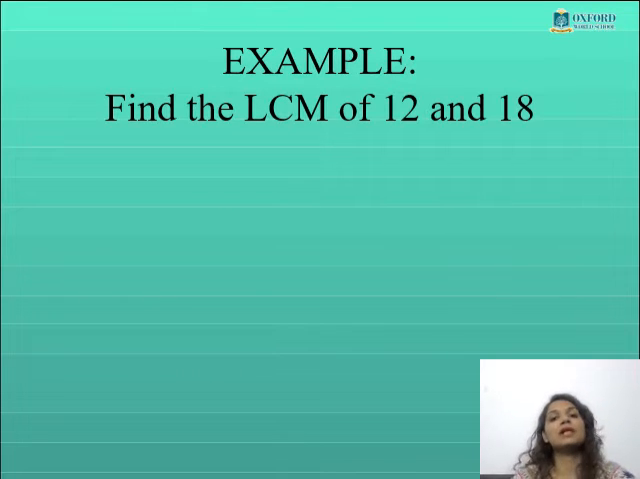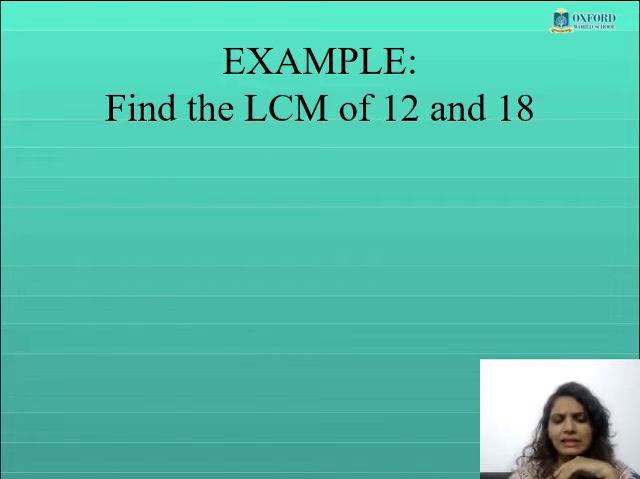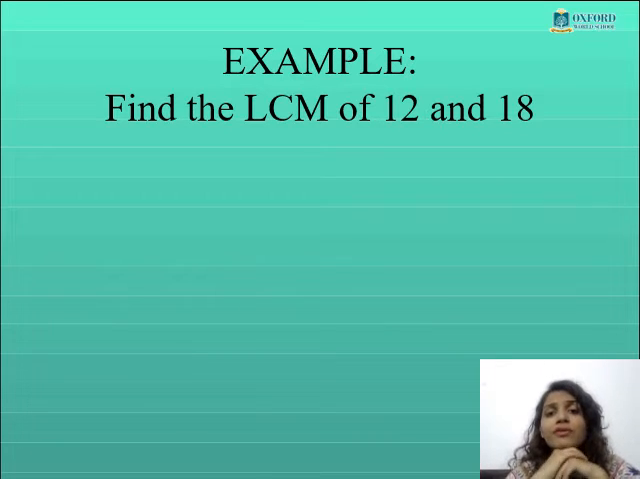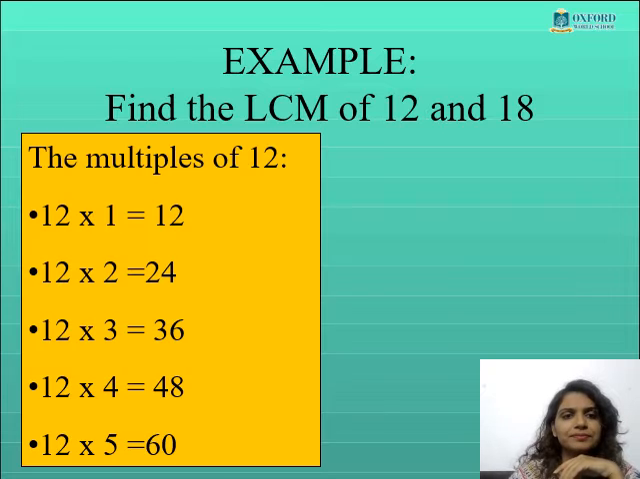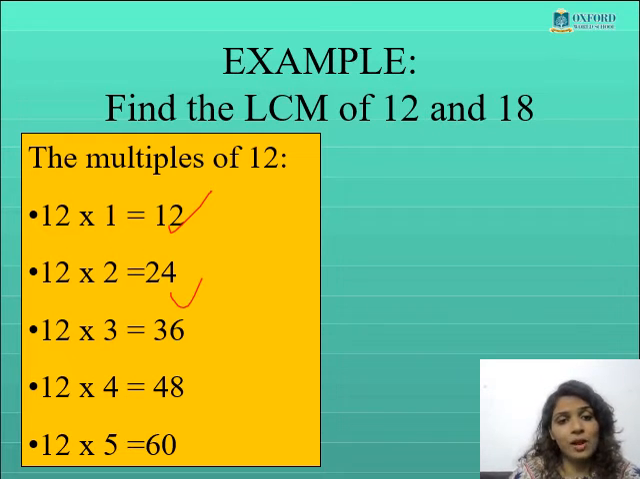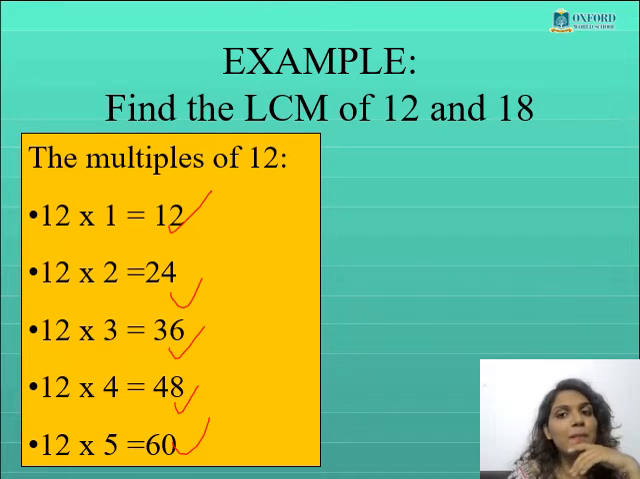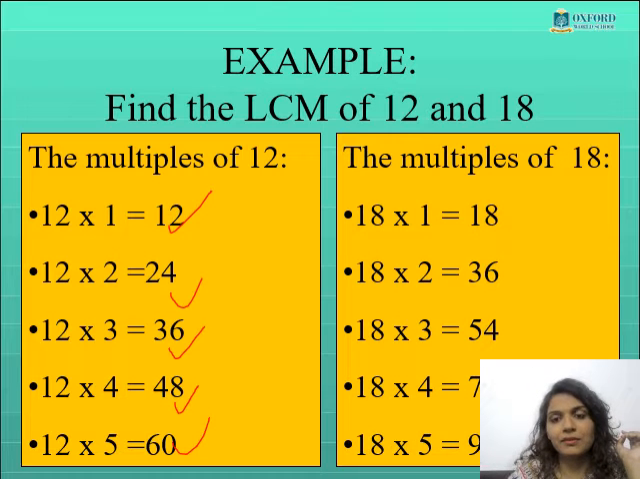The first example on your screen is to find the LCM of 12 and 18. As per the method, I should write all the multiples of 12 and all the multiples of 18. Let's do that. Here we have the multiples of 12: 12, 24, 36, 48 and 60. Let's write the multiples of 18 now. Here we have the multiples of 18.